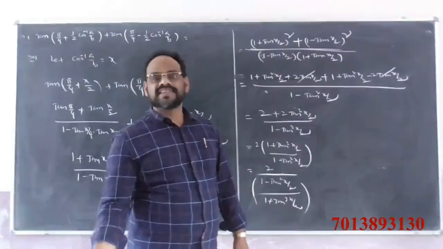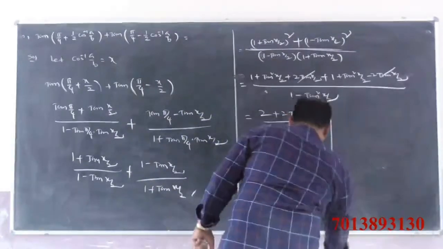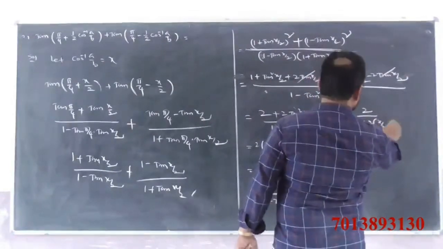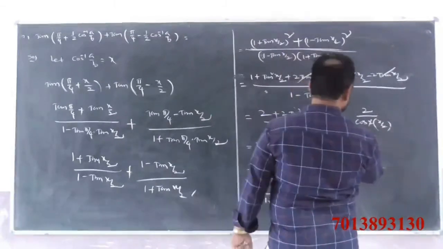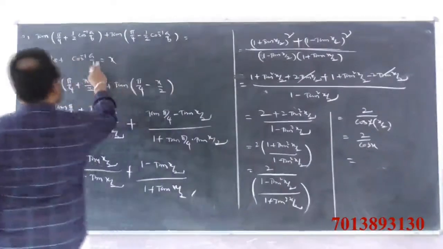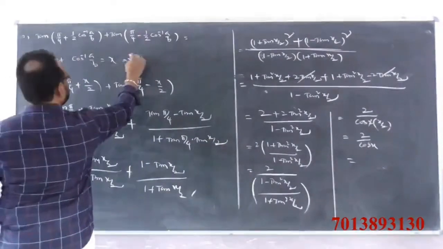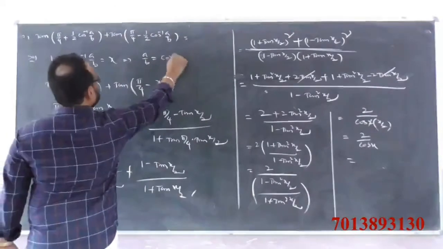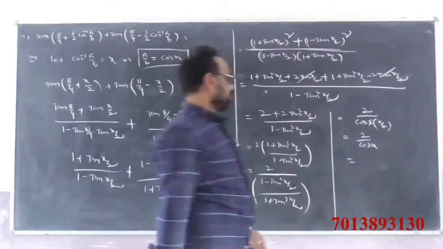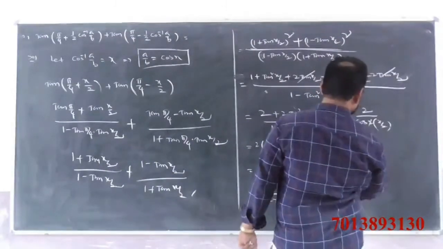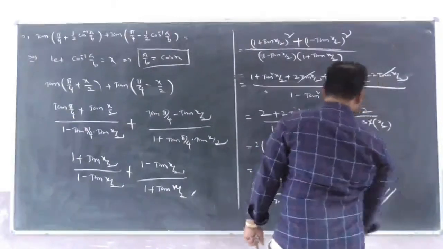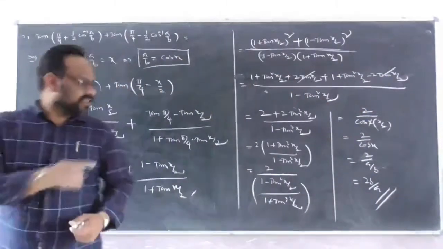So 1 minus tan square x by 2 by 1 plus tan square x by 2, we have a formula, that is cos 2 theta. So that is equal to 2 by cos 2a. That means 2x by 2, 2 get cancelled. That is equal to 2 by cos x. So cos inverse of a by b is equal to x. That is, a by b is equal to cos x. So 2 by a by b, we get 2b by a. So the answer is clearly 2b by a.